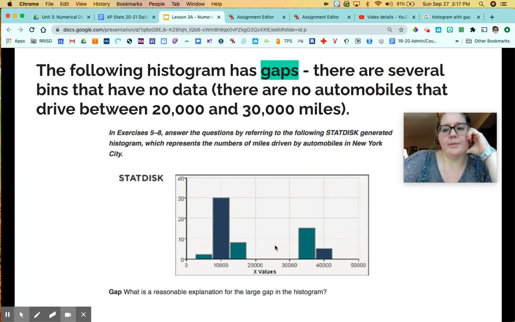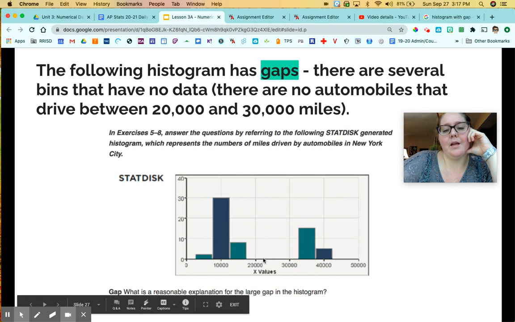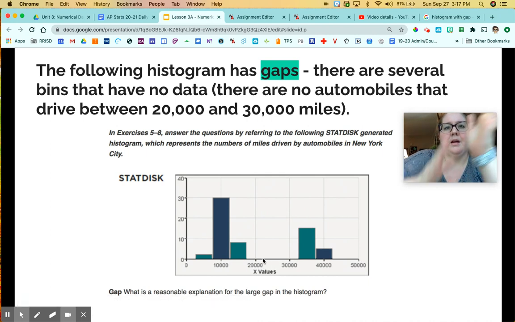And then the other thing we could be looking for is gaps. So sometimes a graph would have gaps kind of in the middle of it. So not necessarily a gap because of an outlier, but if there's gaps in the middle of the data, that's interesting to know. That's something that's unique that we would want to mention and talk about.